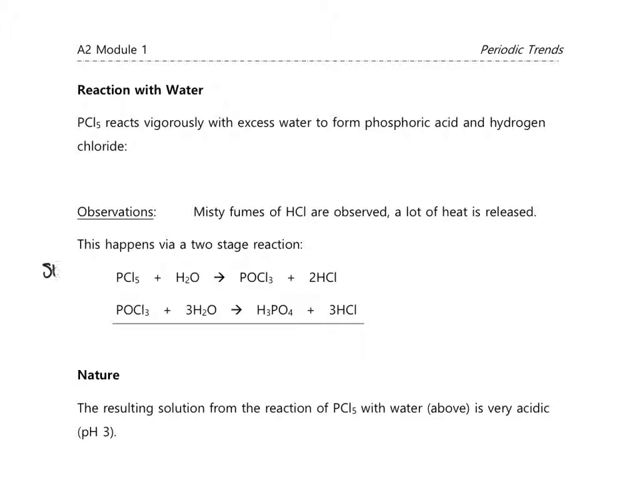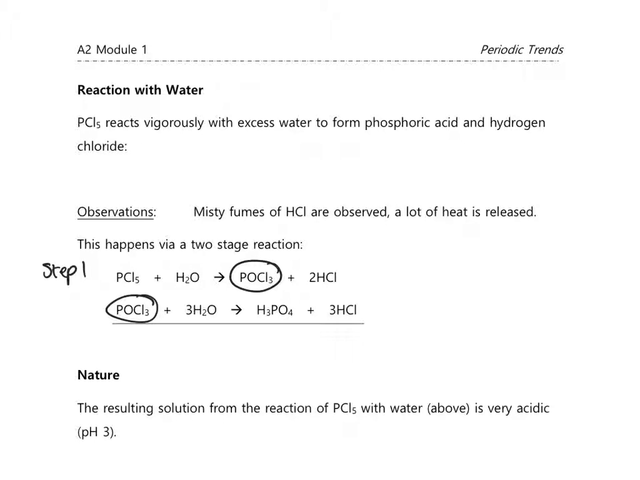This is step 1. The phosphorus pentachloride reacts with the water to give us phosphorus oxychloride, I think that's called, plus hydrogen chloride. Then the phosphorus oxychloride goes on and reacts with 3 more water molecules to give us phosphoric acid plus more hydrogen chloride.